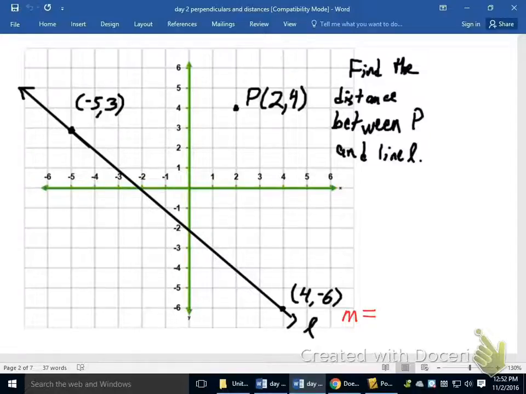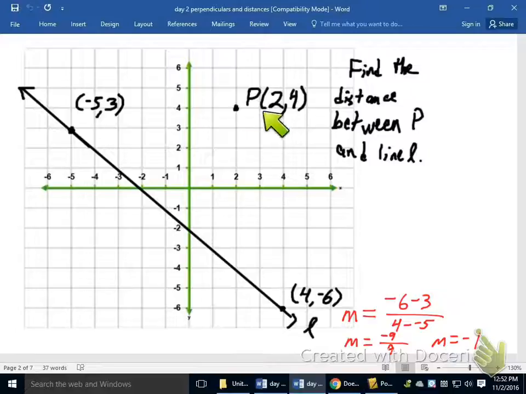The slope of line L, if I use y2 minus y1, negative 6 minus 3, over x2 minus x1, 4 minus negative 5, I get a slope of negative 9 over 9, which is negative 1. Now, I'm going to consider the perpendicular slope, which will actually be positive 1 over 1. Remember that perpendicular slopes are always negative reciprocals. So since the slope here was negative 1 over 1, if I change the sign and flip it, it's going to be positive 1 over 1.